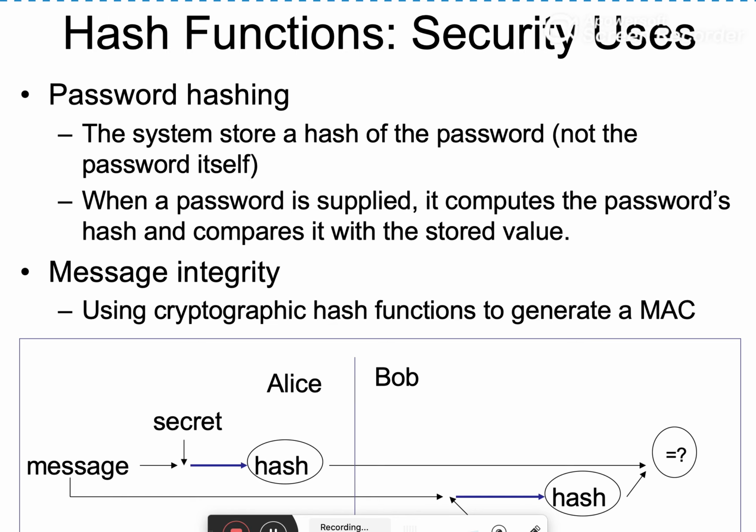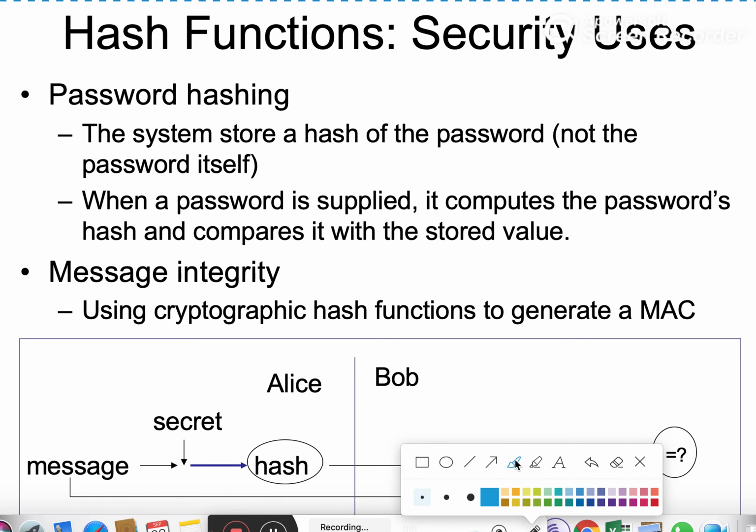Why? Because if the system stores passwords in clear, somebody can steal that password file and come to know the passwords of all the users on that system or on that network. Either on the network or in one system, passwords are never stored in clear. Passwords are stored as hashes, not the password but the hash of the password. So when a user enters a password, the system calculates its hash and compares it with the stored hash.